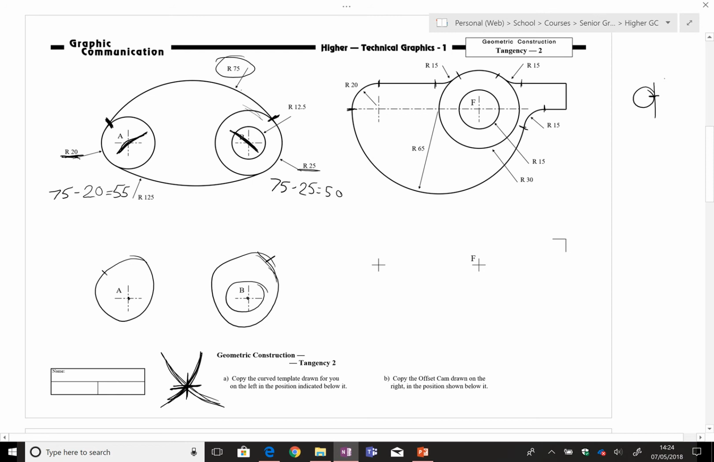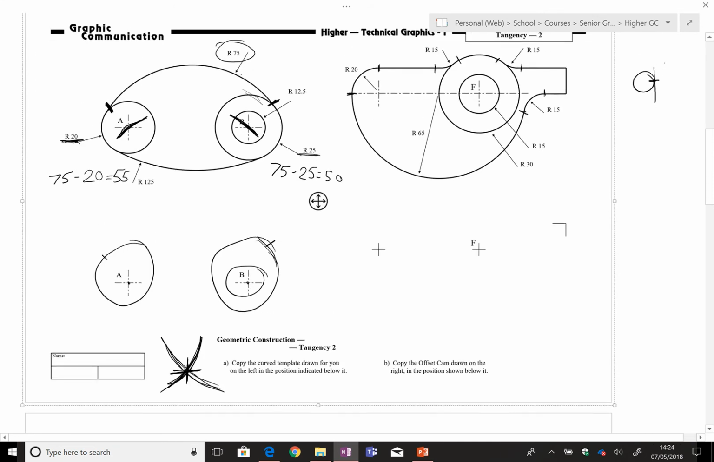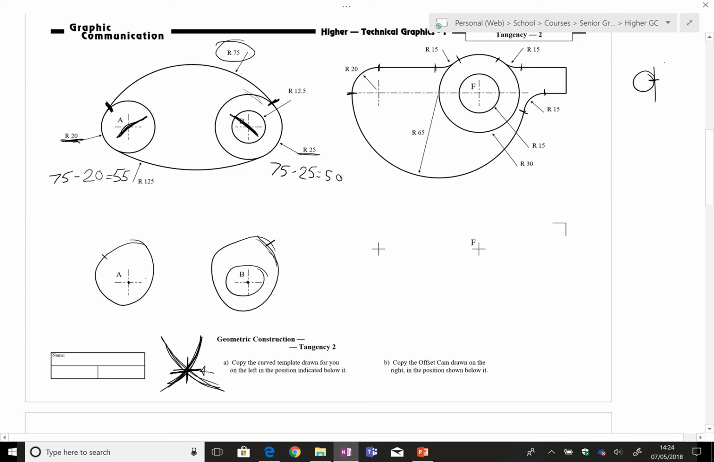So now I go back to set my compass at 75. Compass at 75, put the centre at this point here, and I'm just going to draw an arc that joins the two circles together. So that's how you do it for this method.